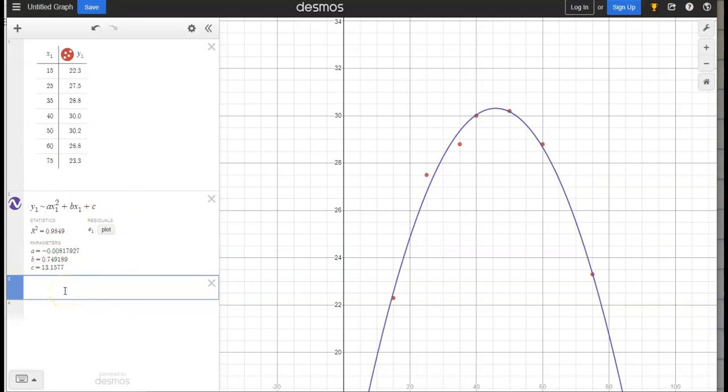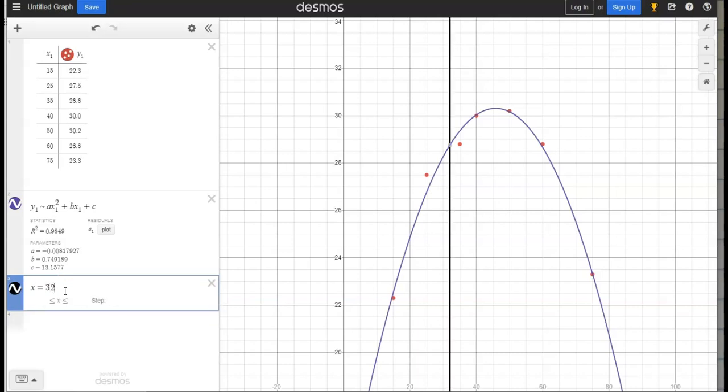And I'm going to say, what about x equals 32? That's a vertical line. X equals lines are always vertical lines. And if I want to know what the y value is when x equals 32, look at where it hits my parabola. It's right here. If I'm going 32 miles an hour, I expect my gas mileage to be 28.756 miles per gallon.